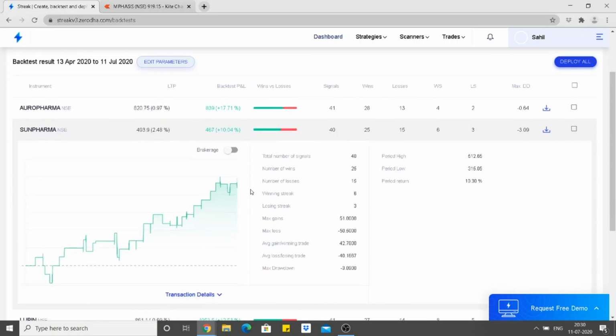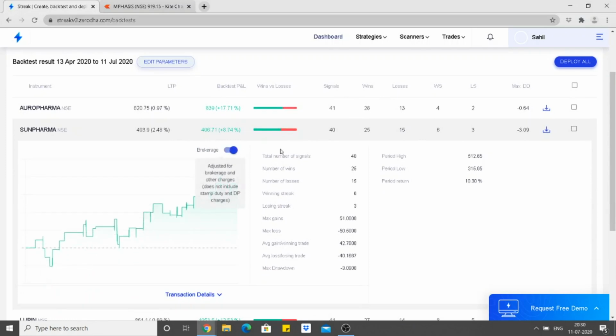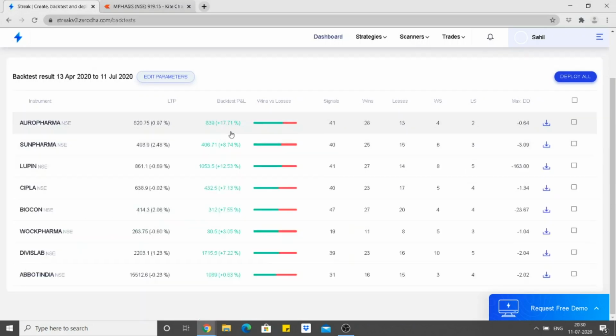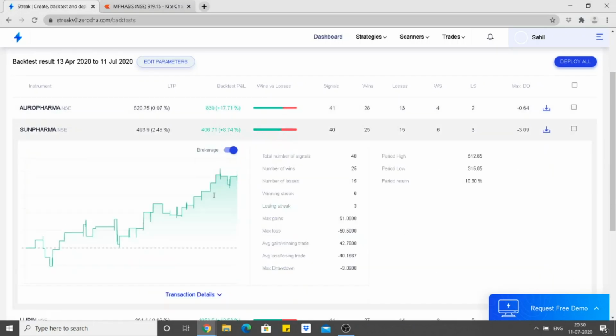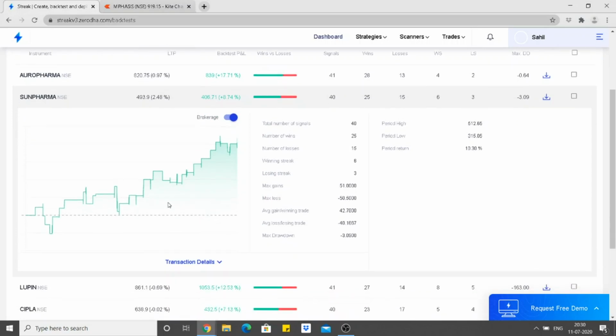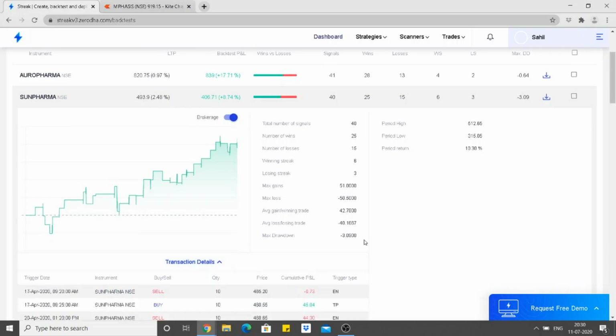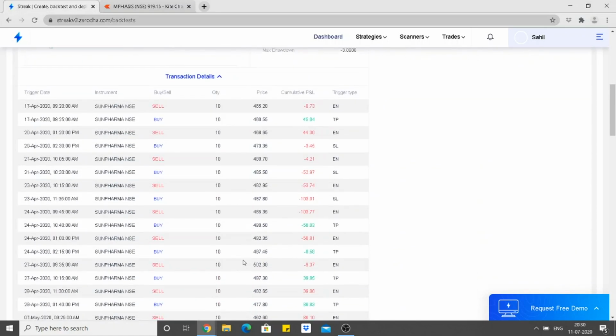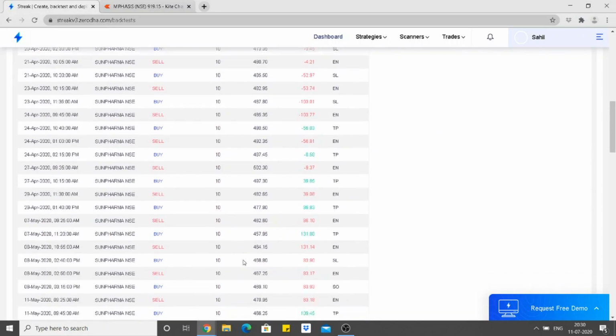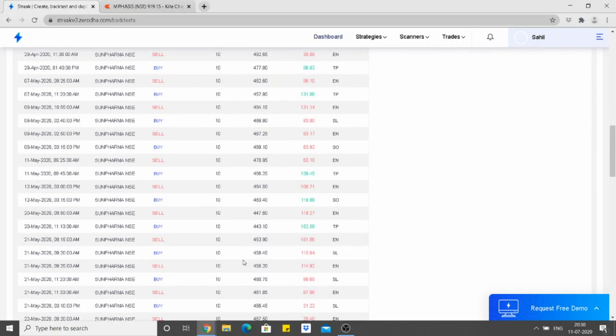We can also adjust the profit and loss metrics for the brokerage to get an even more accurate and deeper understanding of the profitability of the strategy. We can see the individual charts, the individual profit and loss charts for each of the stocks that we have mentioned. Also, transaction details for each of these stocks are available for your reference. These are all the trades that the strategy has entered and exited in the backtest period.